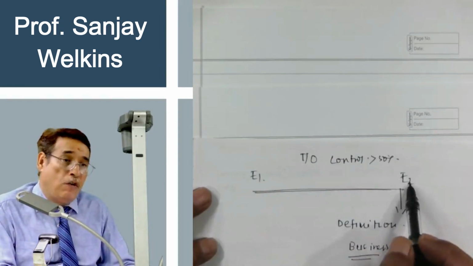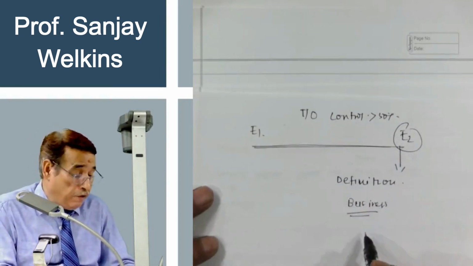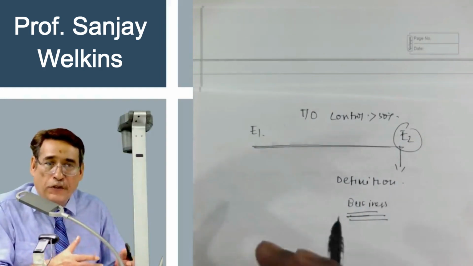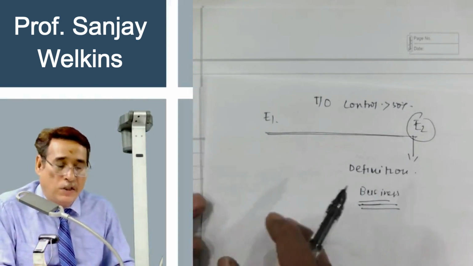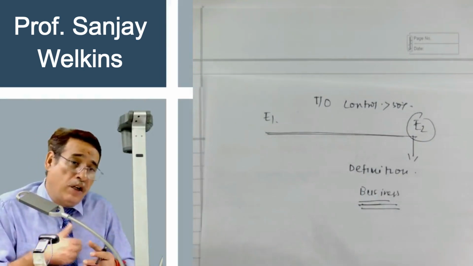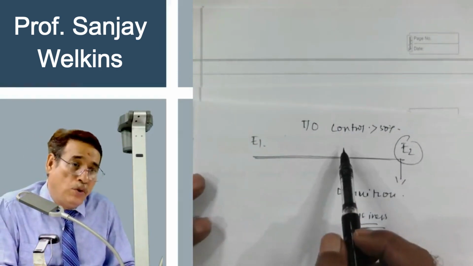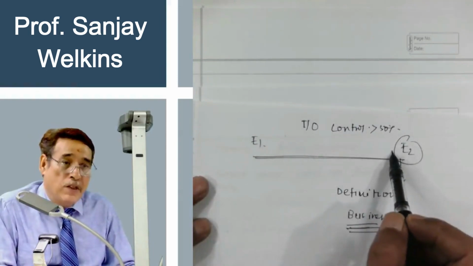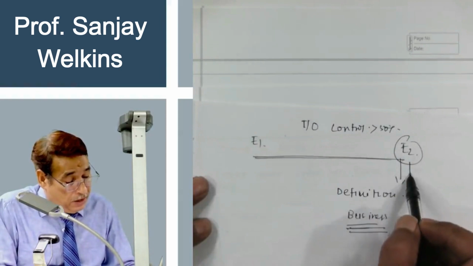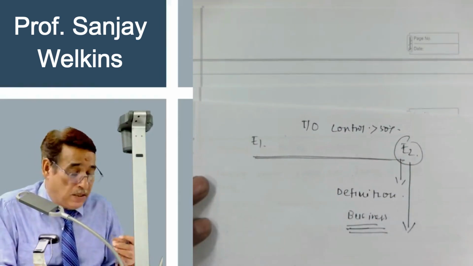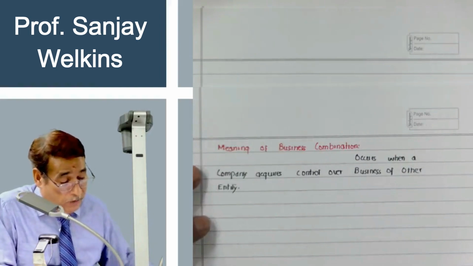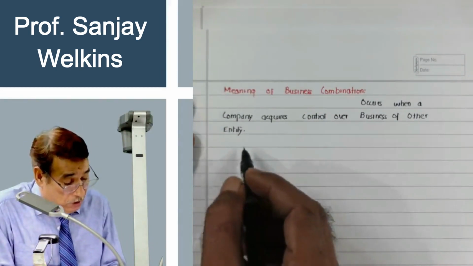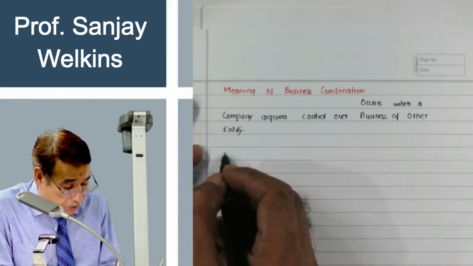If I am taking control of another entity and that entity is not meeting the definition of business, in that case it will not be called a business combination, and quite obviously in that particular case, Ind AS 103 will not come into play. That means Ind AS 103 will come into play only when you are taking control over the other entity. Indirectly, it means you are taking control over the business of the other entity. That means the other entity must satisfy the term business. What we mean by business is also very important. So business combination occurs when a company acquires control over the business of another entity. So it is very important to understand business.